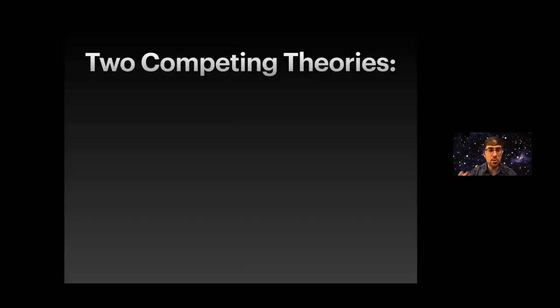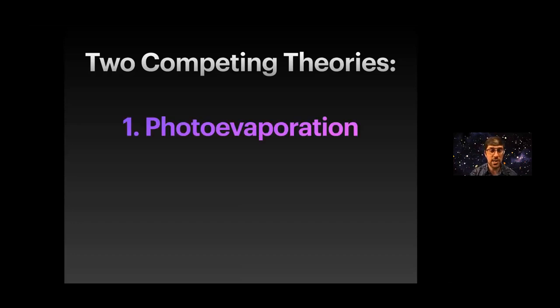Well, there are two competing theories that I want to discuss today. The first of which is photoevaporation, which works by taking the very high energy XUV and EUV radiation from the host star and photoevaporating planet atmospheres on timescales of 100 to 200 million years or so, which is usually when host stars are most active early on in their lifetimes.